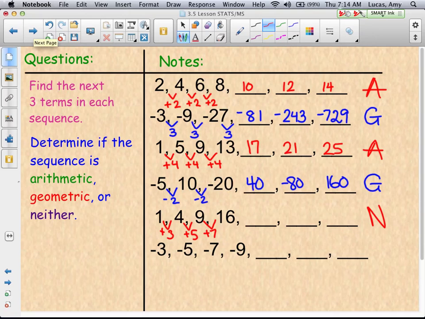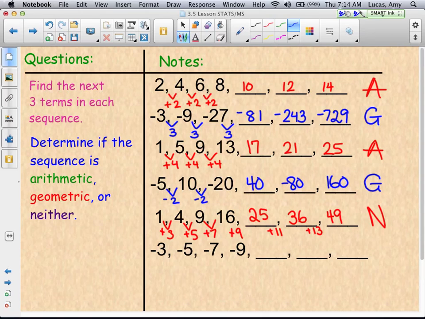I do see a pattern, though, so I can certainly use my pattern to find the next 3 numbers in this sequence, because it went up by 3, then 5, then 7. My thinking is it's going to go up by 9. That would be 25. Then it's going to go up by 11, which is 36, and then 13, which is 49. You may recognize that these are perfect squares. 1 times 1, 2 times 2, 3 times 3, 4 times 4, and so on. So they are a special type of numbers. They just don't make an arithmetic or a geometric sequence.